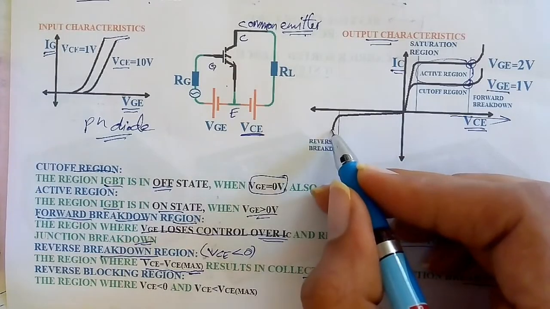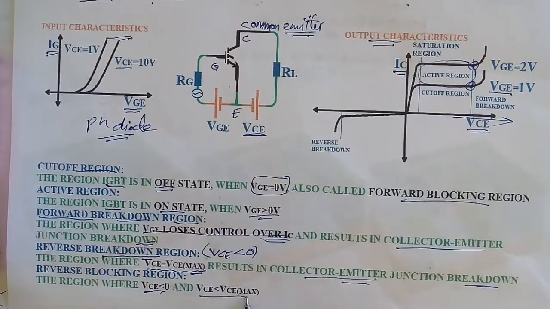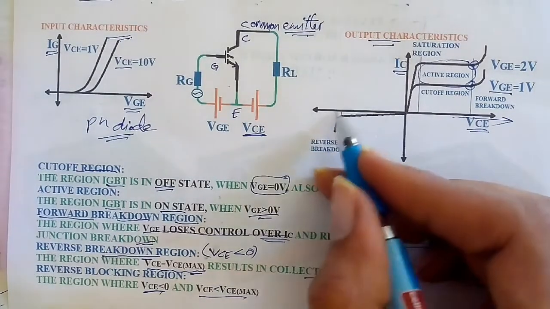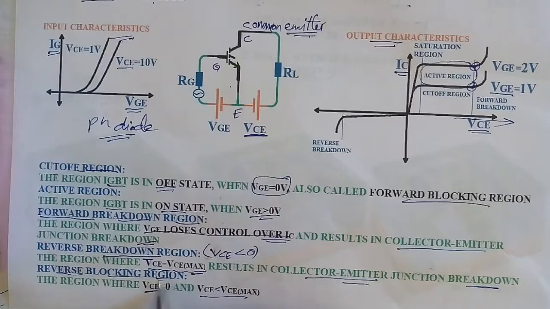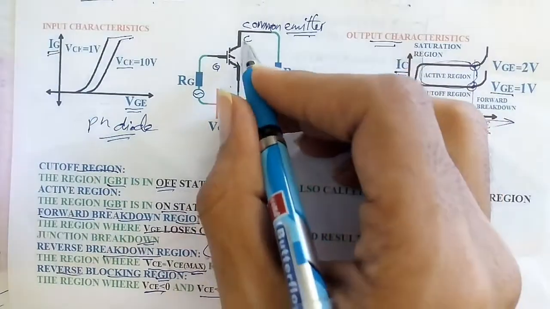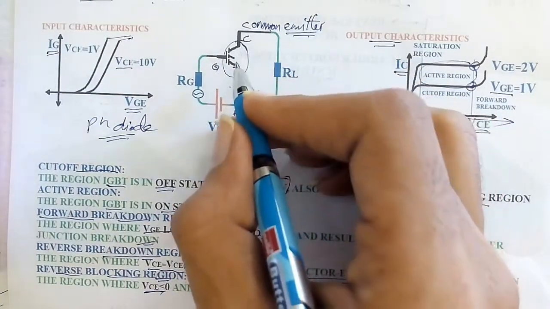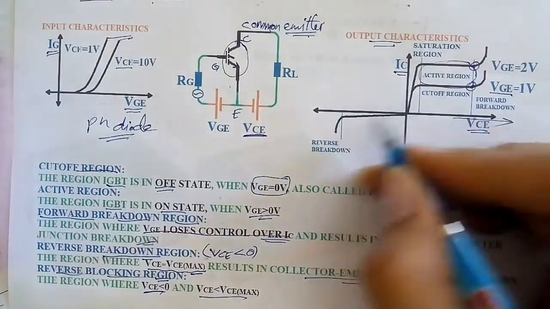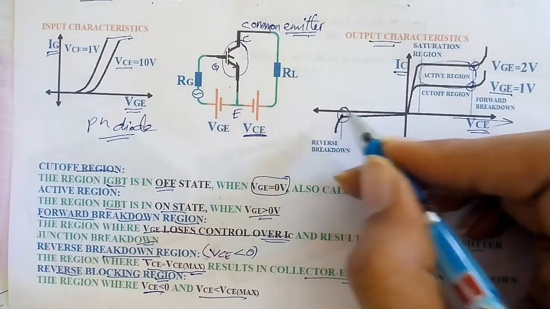When VCE is less than 0 till VCE max, the IGBT still conducts due to the leakage current, and this region is termed the reverse blocking region. So, for IGBT to operate without being damaged, it should be operated between forward and reverse breakdown voltage values.